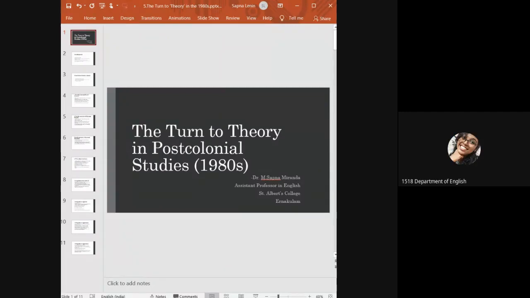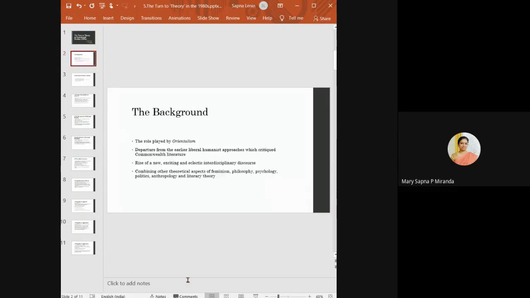Yes, ma'am. The turn to theory in post-colonial studies. So now we're going to look at what is theory in post-colonial studies and what they are trying to do when you talk about the term post-colonial studies. So now, what is the background? We have already seen Orientalism established this particular way of looking at the literature coming out of the colonies.